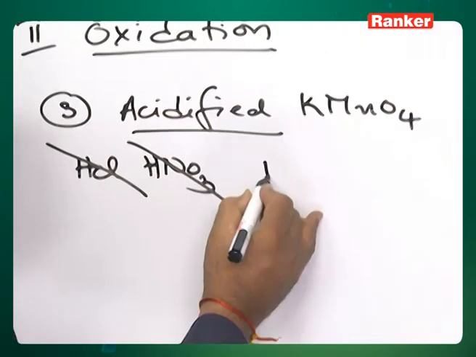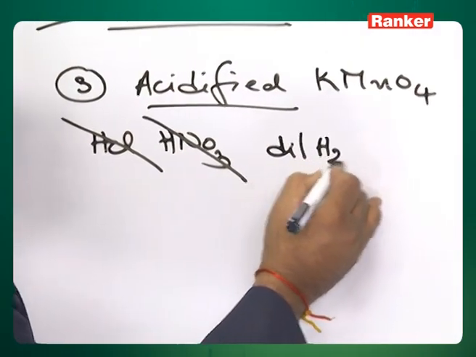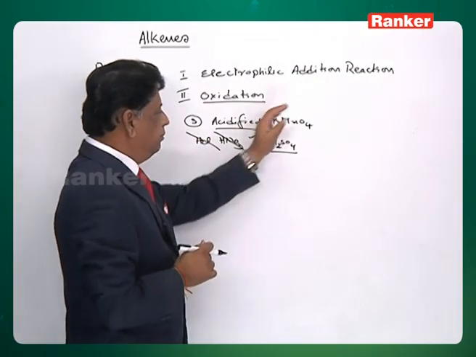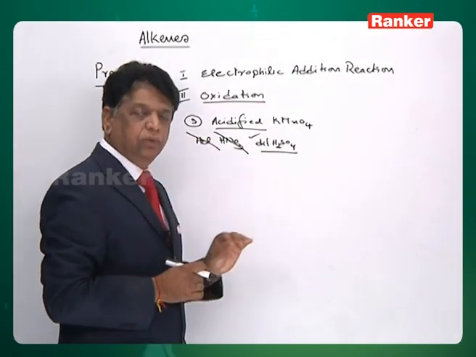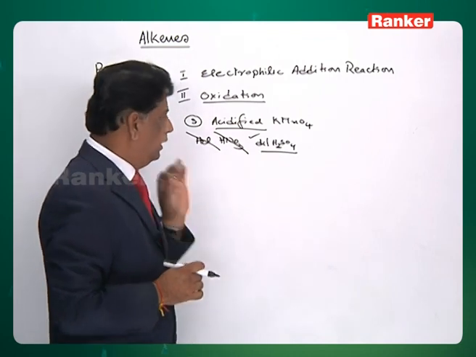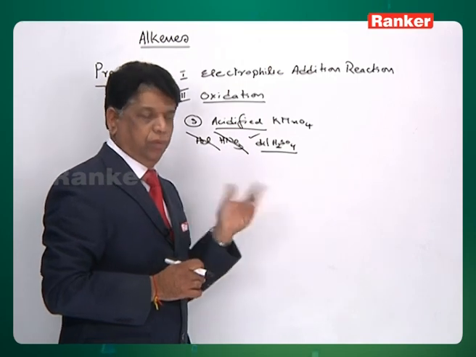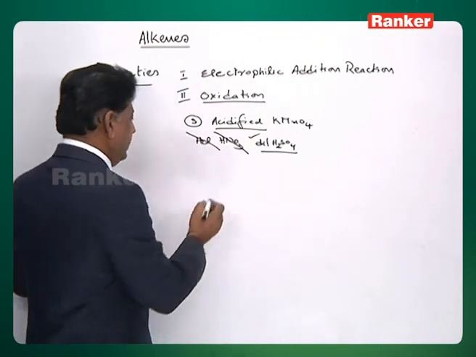Then what is allowed? Dilute sulfuric acid is allowed. So you take this dilute sulfuric acid and permanganate, mix it. That solution is called what? Acidified permanganate, which is a stronger oxidizing agent than the KMnO4 that is alkaline KMnO4.